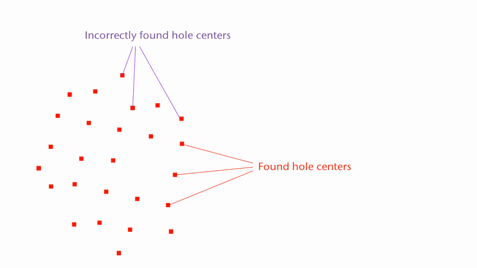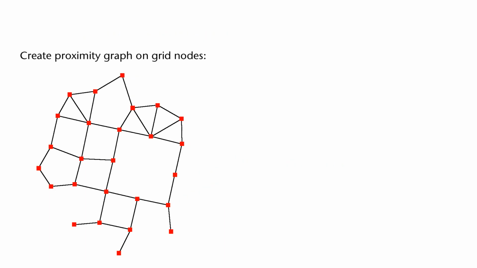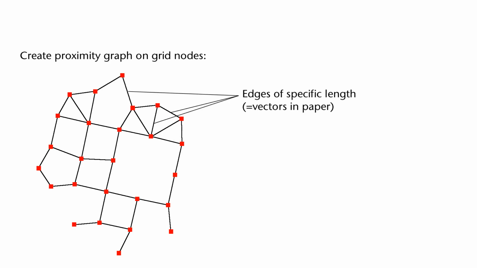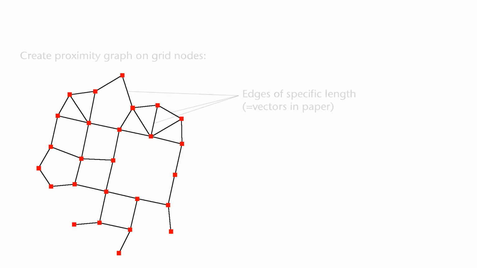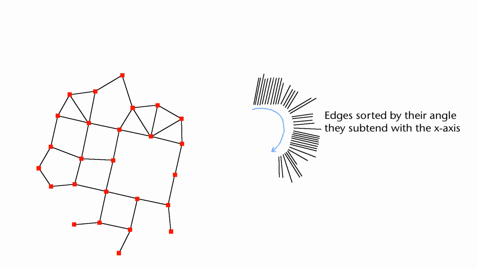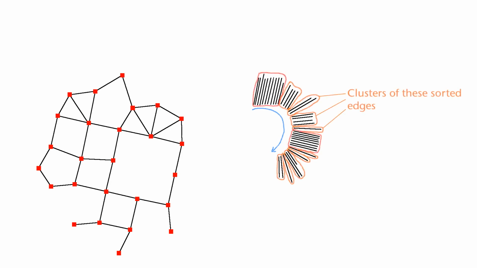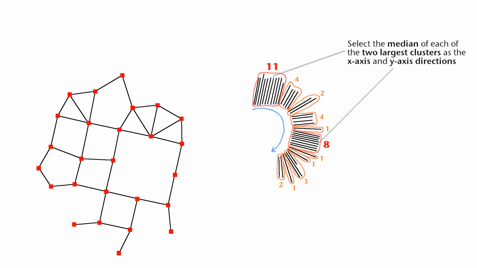To determine the axes and filter out noisy hole centers, we first create a proximity graph on these grid nodes, only with edges approximately as long as the distance between two neighboring hole centers. These edges are now sorted by the angle they subtend with the x-axis and clustered based on this angle. Now we simply select the two largest clusters and then select the median in those two clusters to represent the directions of the x and the y-axis.